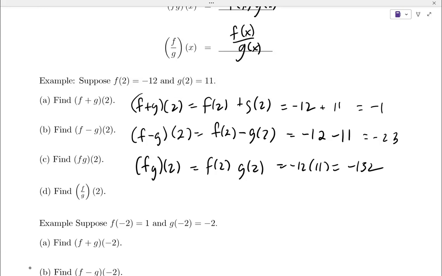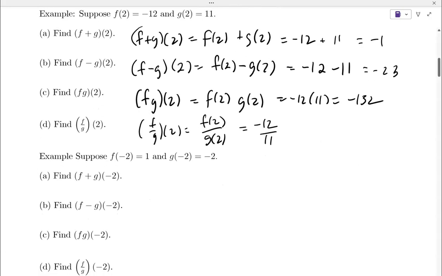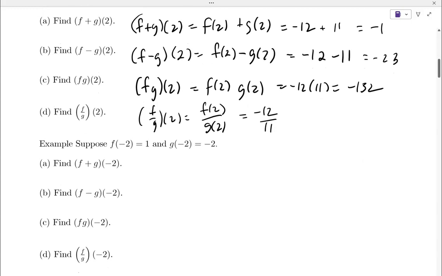Finally, the last one, f over g of 2, is going to be negative 12 over 11, because it'll be f of 2 over g of 2. And there's not a lot of simplifying you can do with the negative 12 over 11. That okay? Questions on that at all? Yes.